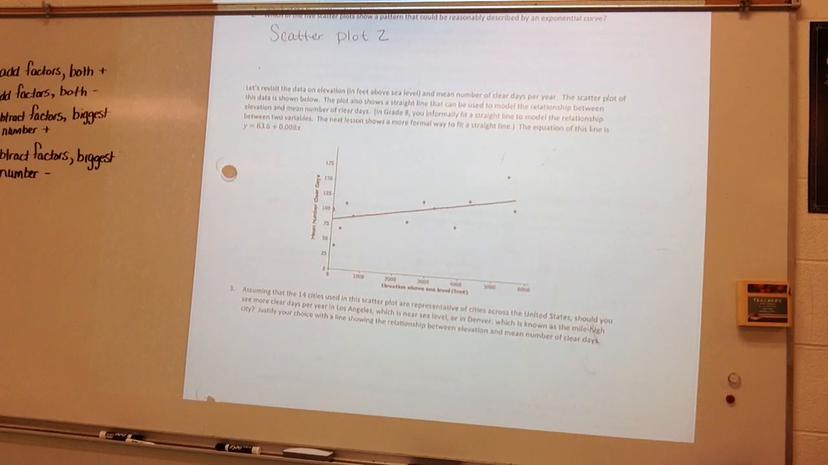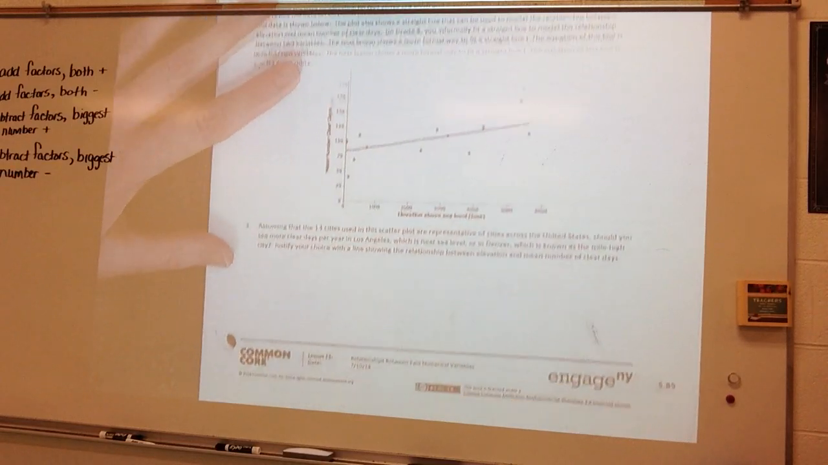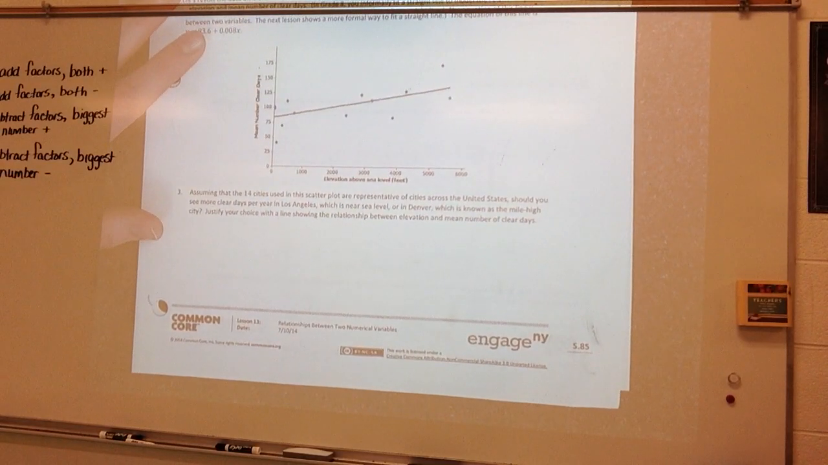The equation of this line is y equals 83.6 plus 0.008x. All right, so let's use that information. So it says, assuming that the 14 cities used in this scatter plot are representatives of cities across the United States, should you see more clear days per year in Los Angeles, which is near sea level, or in Denver, which is known as the Mile High City? Justify your choice with the line showing the relationship between elevation and mean number of clear days.